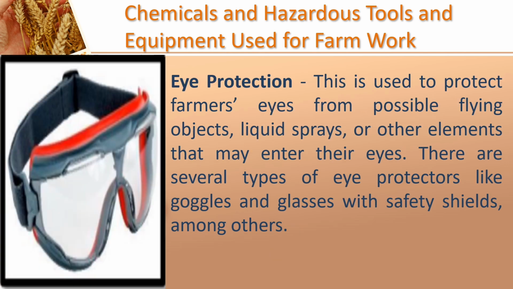Eye protection. This is used to protect farmers' eyes from possible flying objects, liquid sprays, or other elements that may enter their eyes. There are several types of eye protectors like goggles and glasses with safety shields, among others.